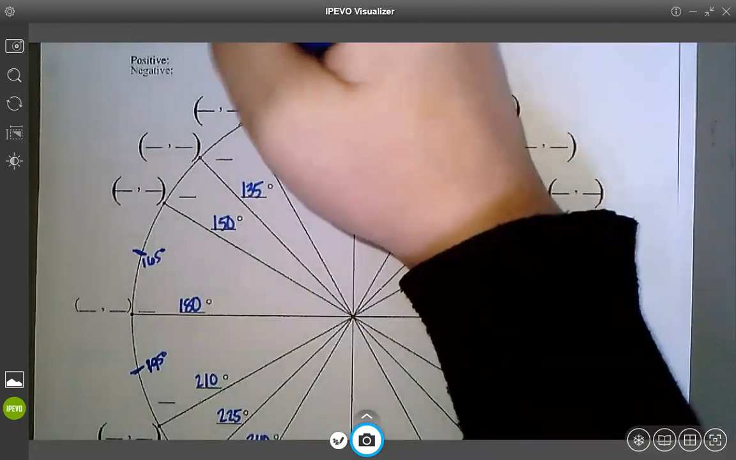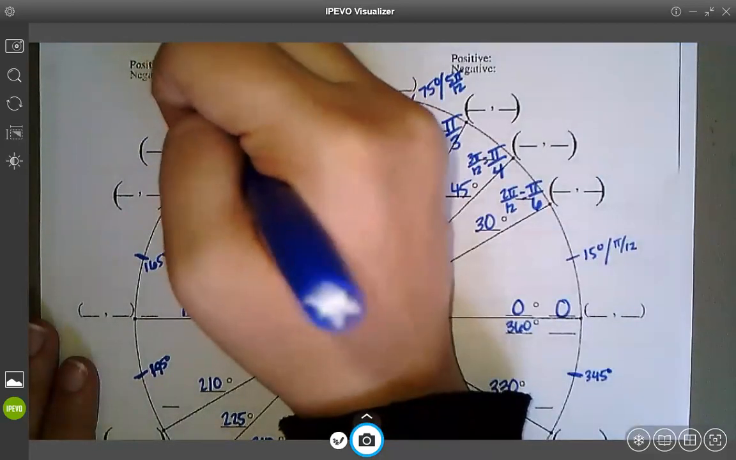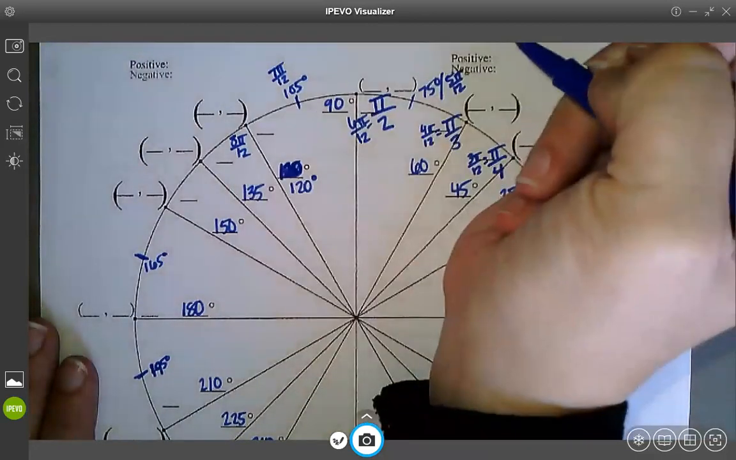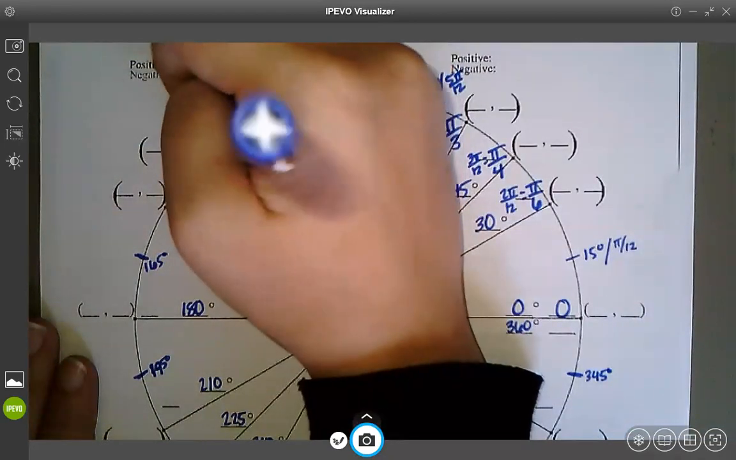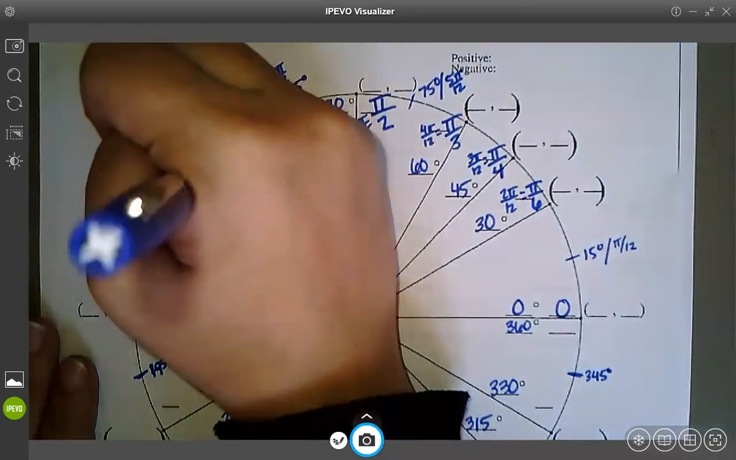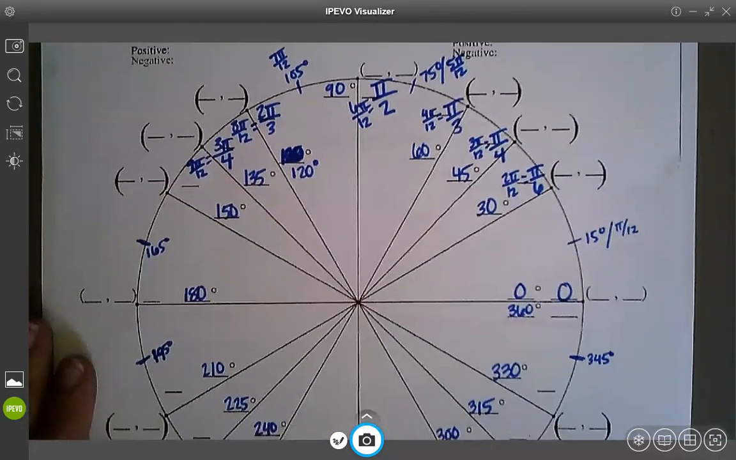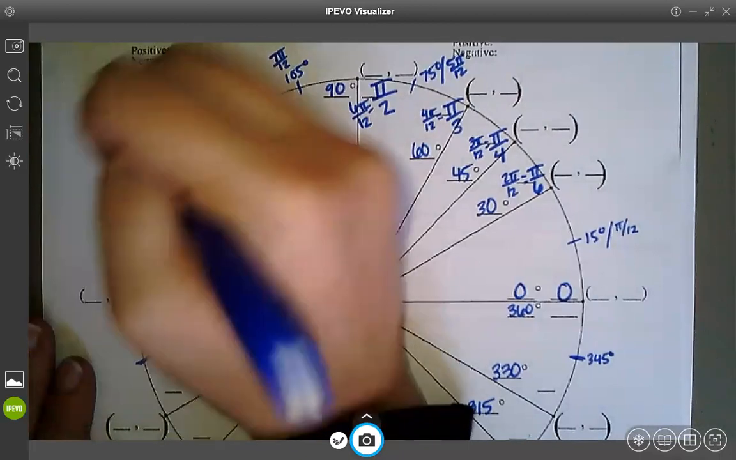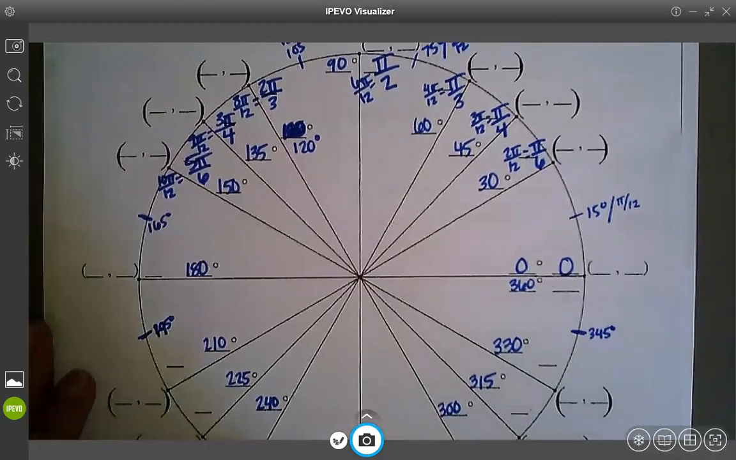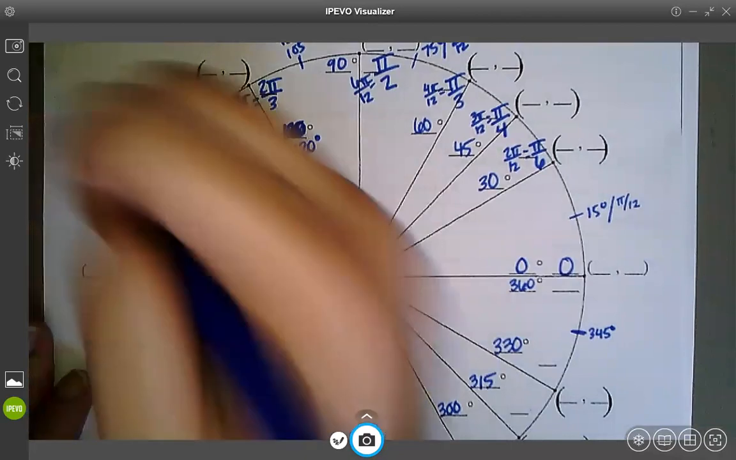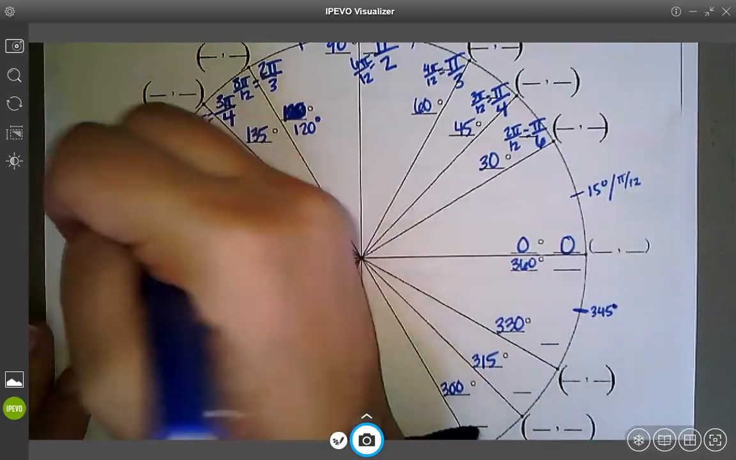At 105, we'd have 7 pi over 12. Then we would have 8 pi over 12, which is, dividing both sides by 4, 2 pi over 3. 9 pi over 12 is 3 pi over 4. 10 pi over 12 is 5 pi over 6. 11 pi over 12. 180 would be 12 pi over 12, which is just pi.